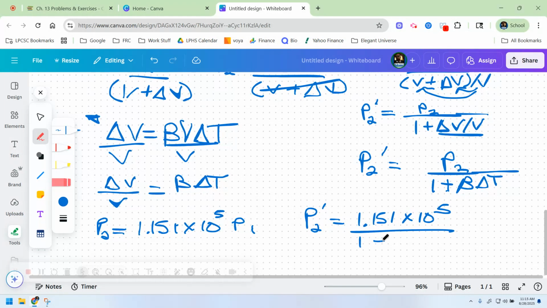And then down here I have 1 plus beta. And so you would look up beta in that chart for gas. That number, the coefficient, would be 2.7 times 10 to the negative 5. And then that has to be multiplied by the change in temperature. Remember, it went from 20 degrees to 60, so this would be 40 degrees.